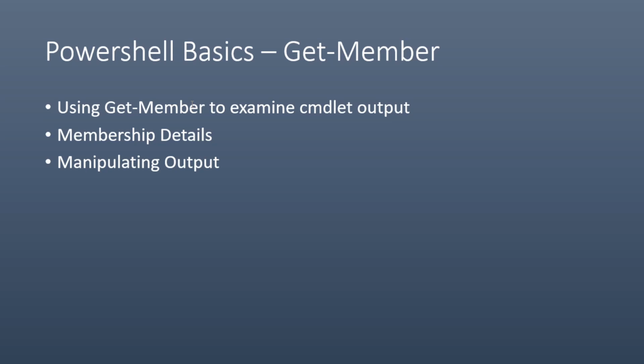Okay, so in an upcoming video, I will get into those details. That's known as pipeline parameter binding, where you can actually examine how the output of one cmdlet is being sent to be the input for another. So the membership details, that's again looking at the properties and the methods that are there for the object, and manipulating the output, being able to use Format-Table to see the extra details for what's going on here.